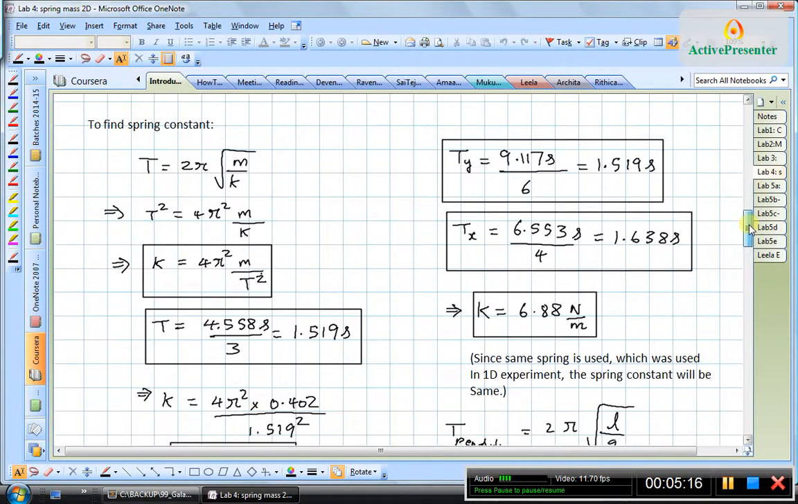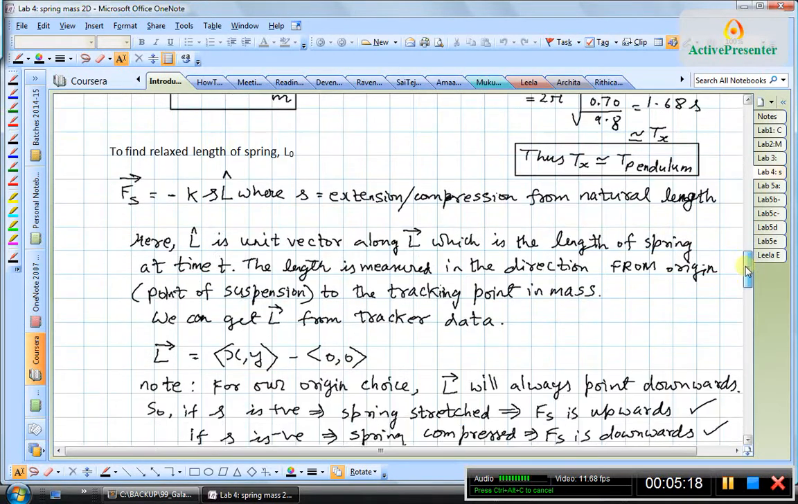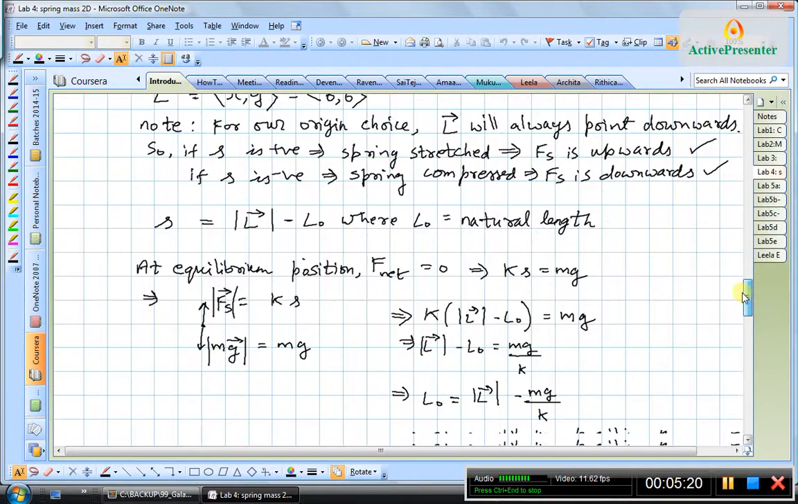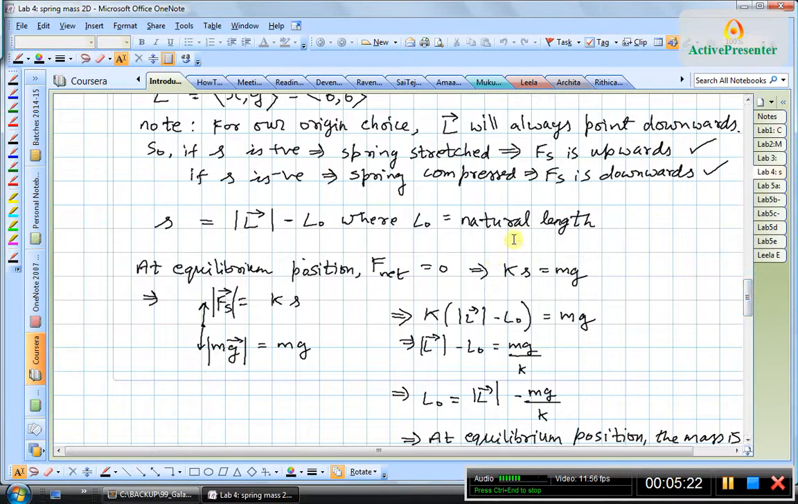Then to find the natural length, I use the fact that when the spring mass system is in equilibrium, the net force should be 0, and so the spring force should be equal in magnitude to the weight of the mass, and the spring force is proportional to the extension S, and S is the actual length minus the natural length.